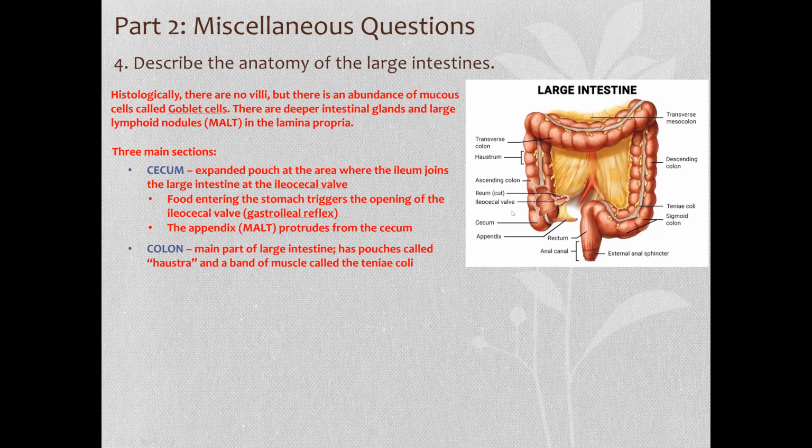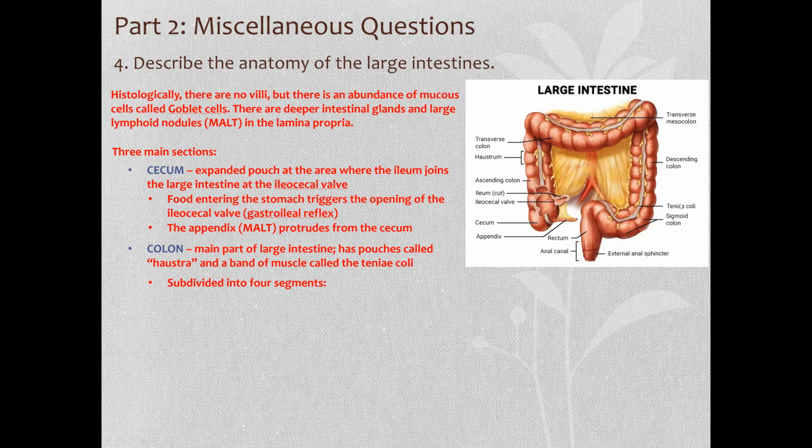The next part of the large intestine is the colon. So this is the main part of the large intestine. It has these little pouches called haustra. So haustrum, as shown here, would be singular. And there is also this band of muscle that runs along it called the taenia coli.